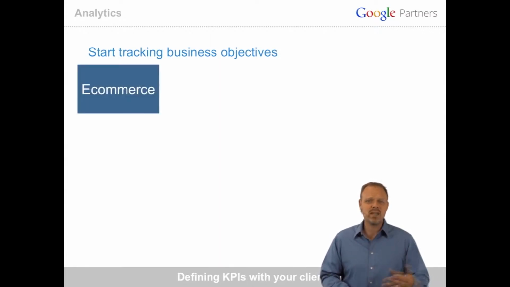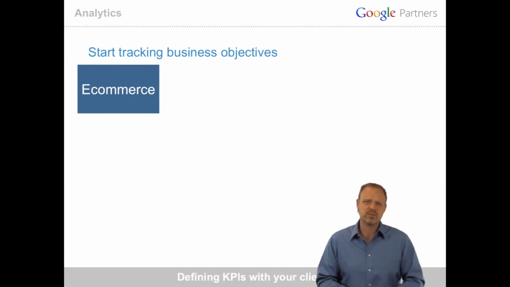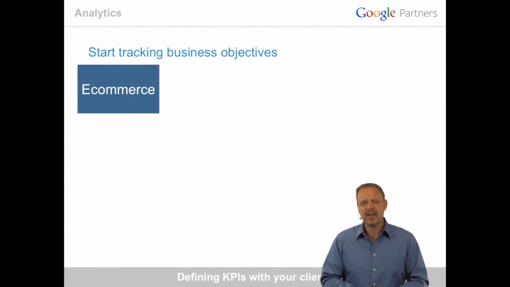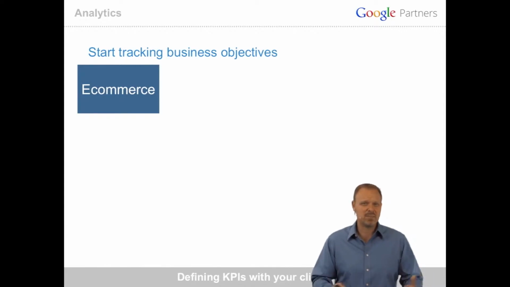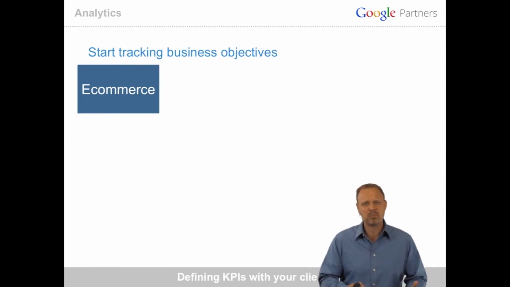Now, if you have an e-commerce client, this is obviously an easy one. The goal, the business objective of an e-commerce website is to sell things on the website. So this is a very, very easy one for us to identify, but it's only one. And the reality is there's really not that many sites out there that do e-commerce on their website, or if they do, maybe it's a small percentage of what they do.